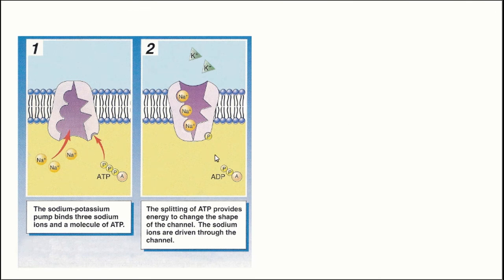So the ATP that was bound to it is split. When ATP is split, that releases chemical energy from the chemical bonds in ATP. And this changes the shape of the channel, the sodium-potassium pump, and expels these 3 sodium ions that were bound to it from the cell. So sodium is going to get kicked out of the cell.